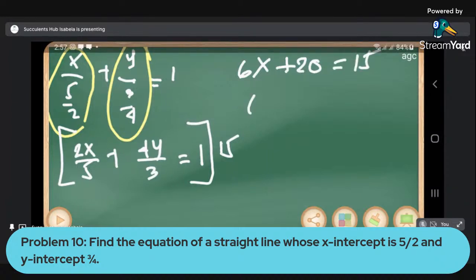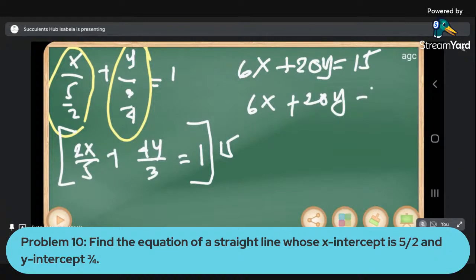So this will be 6x plus 20y minus 15 is equal to 0. Okay, so that's how you solve it.